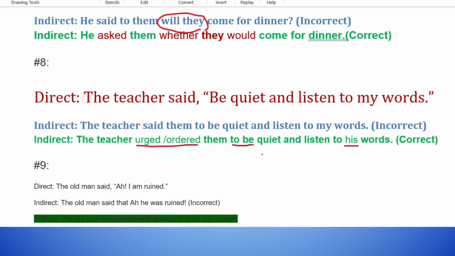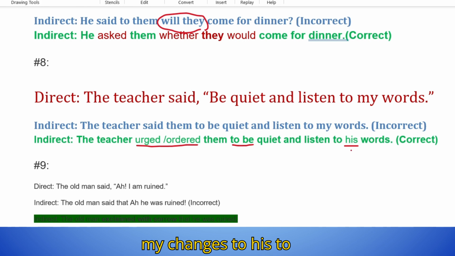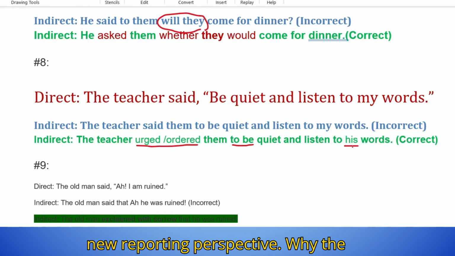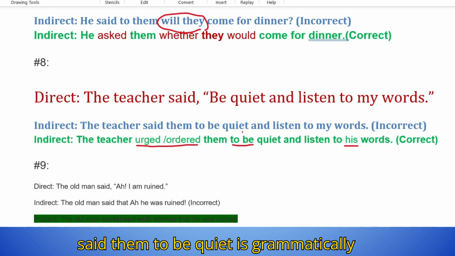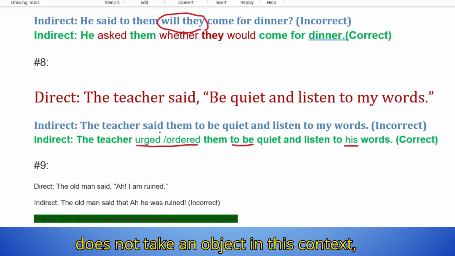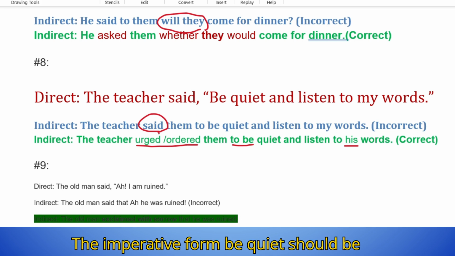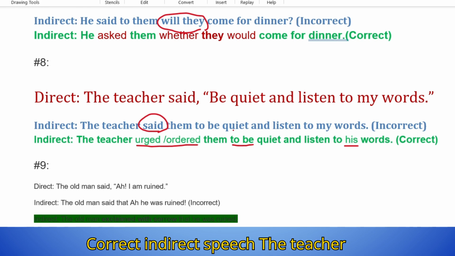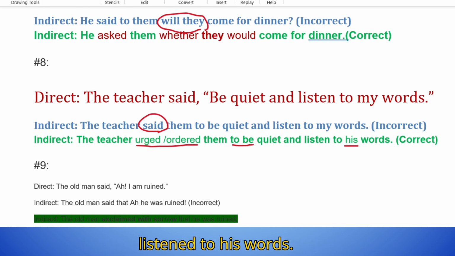Three: pronoun change, "my" to "his." The possessive pronoun "my" changes to "his" to reflect the teacher as the speaker. Pronouns must be adjusted to match the new reporting perspective. Why the incorrect version is wrong: "The teacher said them to be quiet" is grammatically incorrect because the verb "said" does not take an object in this context, unlike "told" or "urged." The imperative form "be quiet" should be transformed into a to-infinitive. Correct indirect speech: The teacher urged (ordered) them to be quiet and listen to his words.